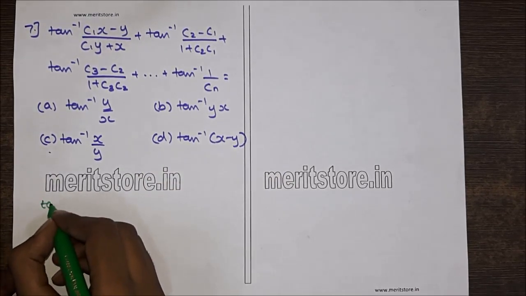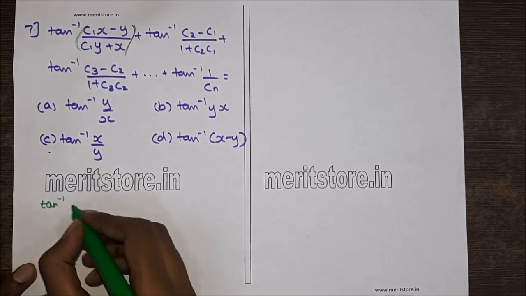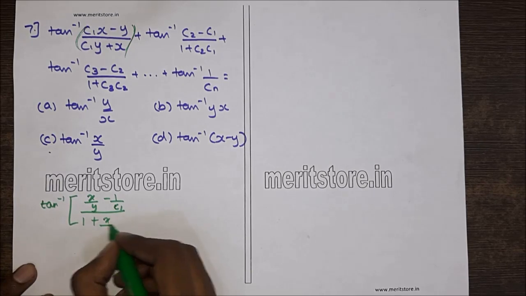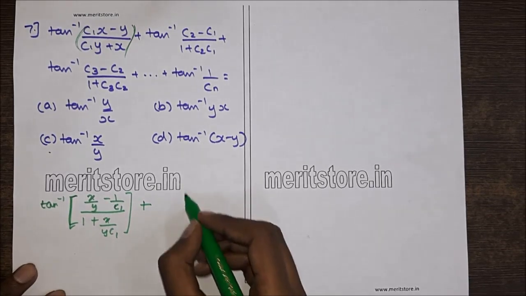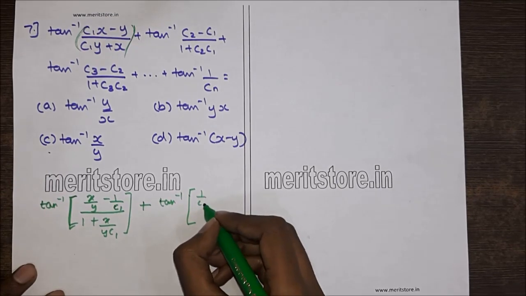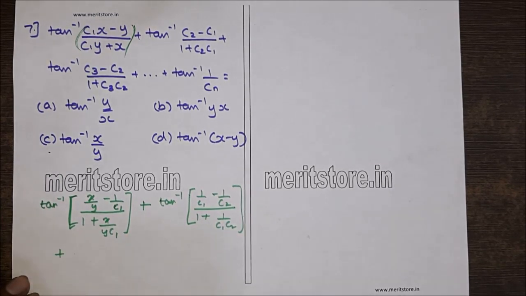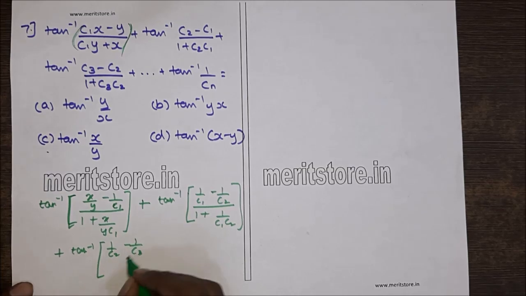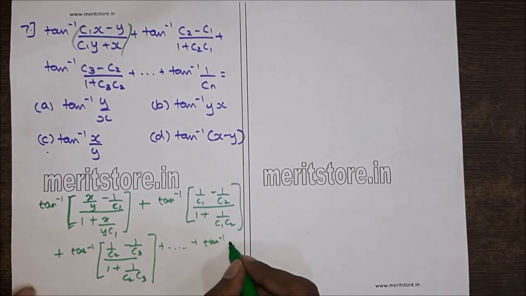So first we take c1 y common for this expression. So we get this as x by y minus 1 by c1 upon 1 plus x by y c1. We took y c1 common in this term plus tan inverse of, here we take c1 c2 common, so we get 1 by c1 minus 1 by c2 upon 1 plus 1 by c1 c2. Similarly, we take c2 c3 common in this term, so we get tan inverse of 1 by c2 minus 1 by c3 upon 1 plus 1 by c2 c3. So on and so forth until tan inverse of 1 by cn.